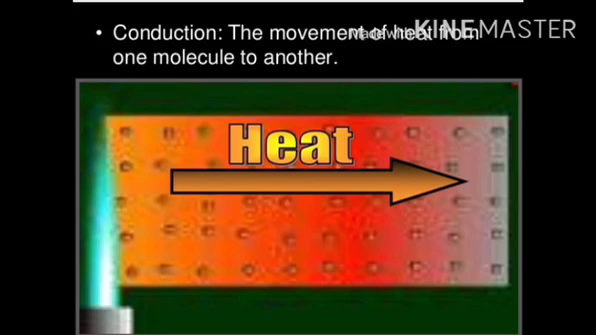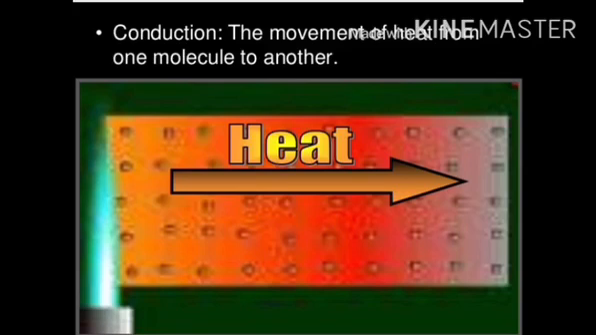Procedure: take a long thin metallic strip or rod, fix a few nails on this strip at equal gaps with the help of wax. Clamp this strip or rod to a stand as shown in the figure in the book alongside. Now place a burner below the free end of the strip or rod. Note down the order in which the nails begin to drop. The nail nearest to the flame drops first, then the next, and finally the nail farthest from the flame.